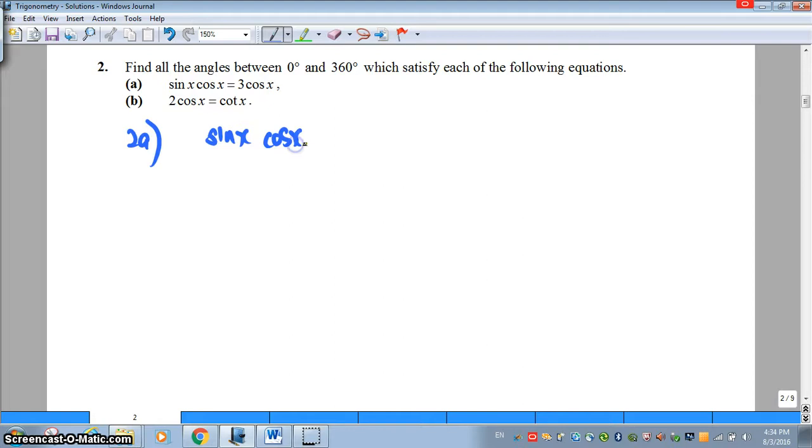Sine x cosine x is equal to 3 cosine x itself. First thing I'd like you to do, always equate your equation to 0 when you have more than one term. Okay, since you do not have a single trigo term equal to a value, please equate your right hand side to be equal to 0. If you can, you notice there is a common term. Please factorize it.